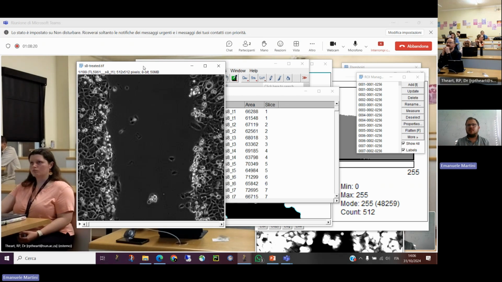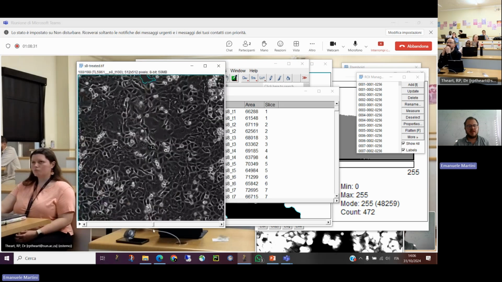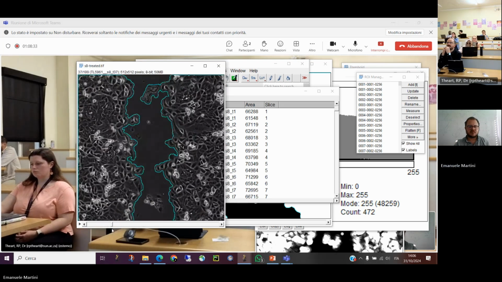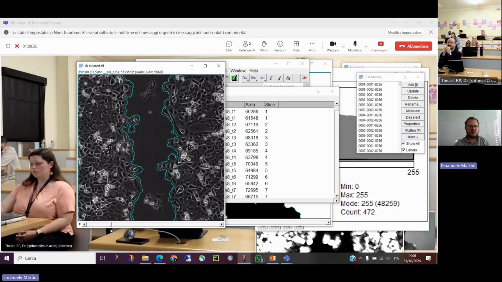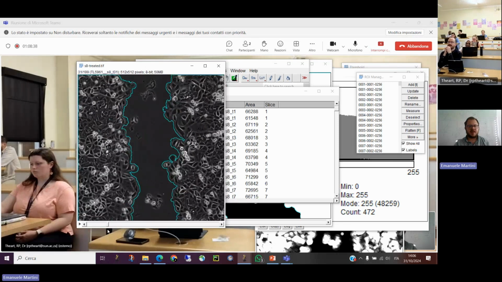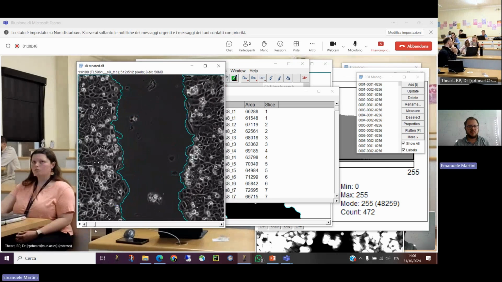Another reason why you duplicate your images at the beginning is because now you can show the labels you found on your original image and see if the recognition is good. Let me know if everybody is able to see like this.